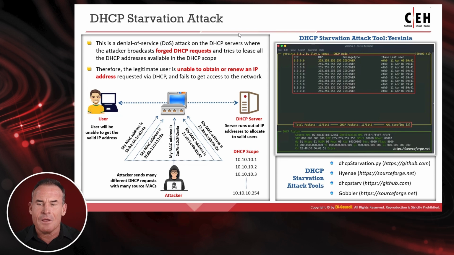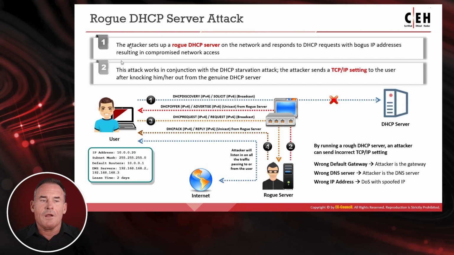It gets shut down. So Yersinia, Hyenae, DHCPStarv, Gobbler, DHCPig, and a few others are all known DHCP starvation attack tools. The rogue DHCP server attack. This is actually a little bit sneakier and more devious, in my opinion, than just a large-scale denial of service. The rogue DHCP server is me impersonating a legitimate DHCP server and sending you misconfigurations.